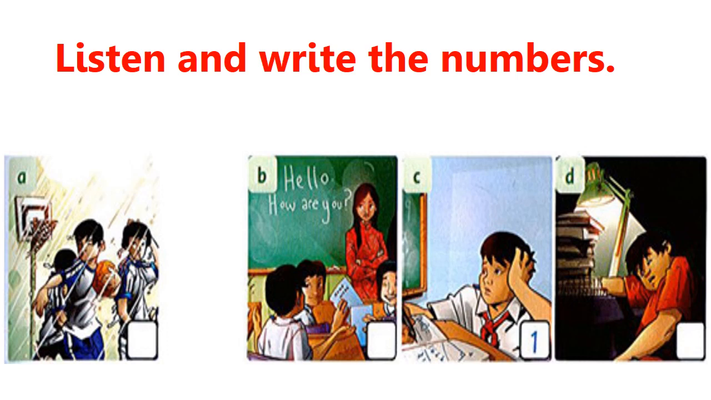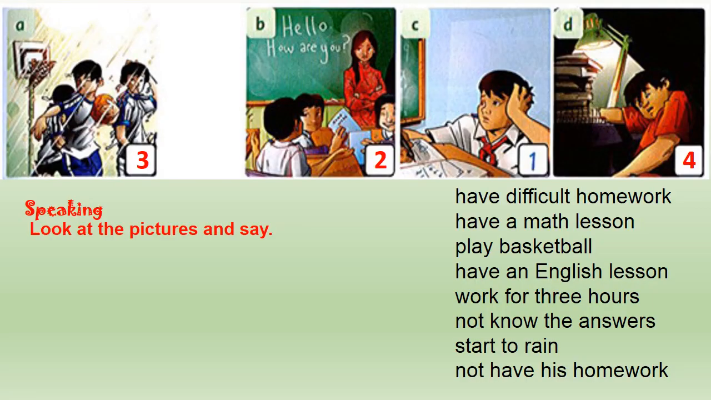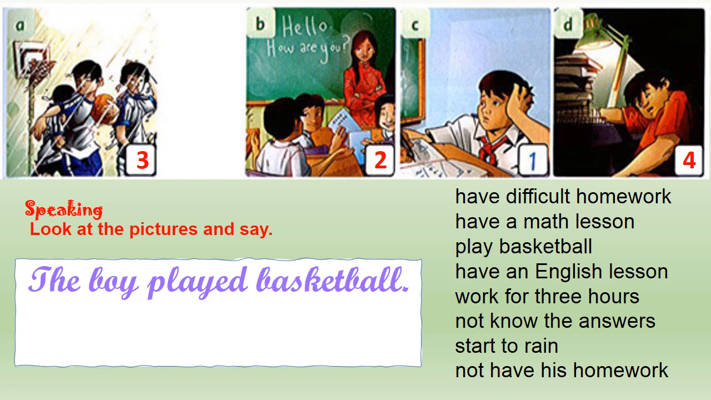Have you done? Let's check. Are you correct? Very good. It's time for speaking skill. Next, you will look at the picture and say, using the words in the box. For example, the boy plays basketball. It's picture A. Now it's your turn.